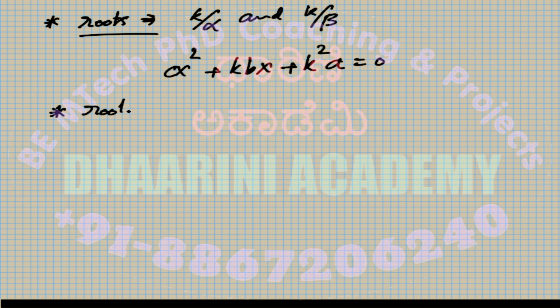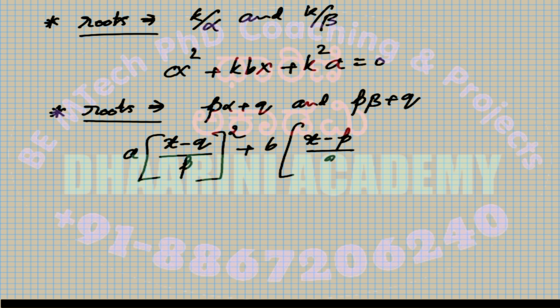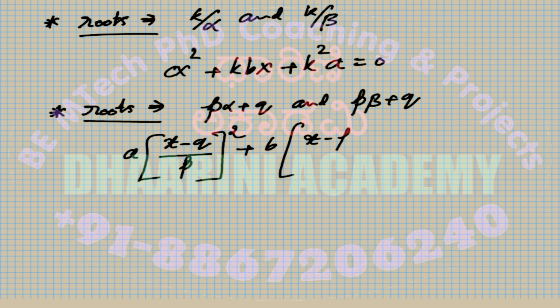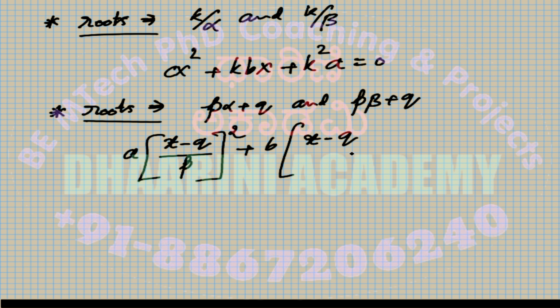If you change the roots to p times alpha plus q and p times beta plus q, then the equation changes to a into x minus q divided by p the whole square plus b times x minus q divided by p plus c is equal to 0.